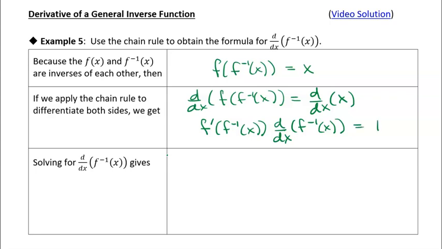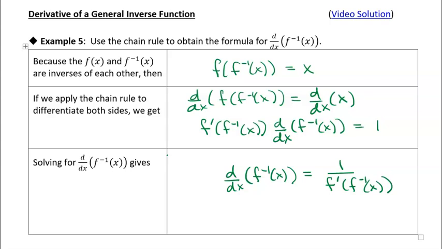So the last step, just like we did before, is we're going to divide both sides by f prime of f inverse of x, right? So we'll end up with d/dx, the derivative of the inverse, f inverse of x, is equal to 1 over f prime of f inverse of x. All right, so now we have a formula.